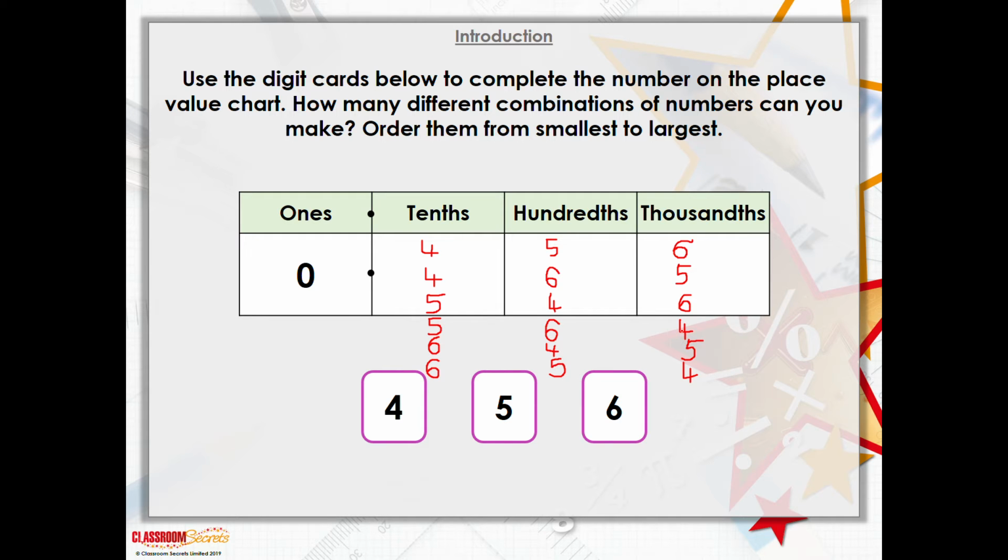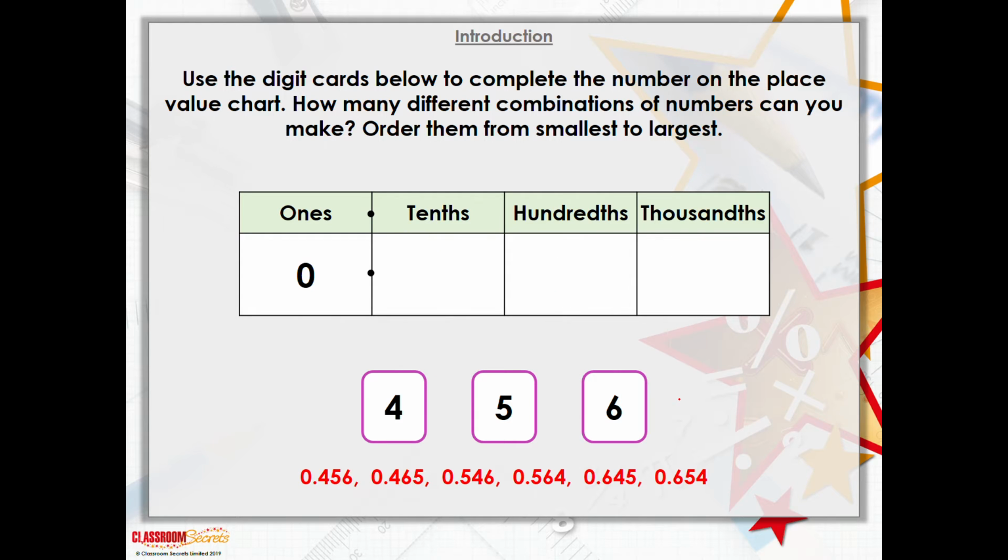0.564. Finally we put our 6 in the tenths column, and in order to see which one is the smallest we have to look in our hundredths column, and we've got a 4 there and a 5 there, so the 0.645 is smaller than 0.654. And just to clarify that, there's the answers there, exactly what we got.